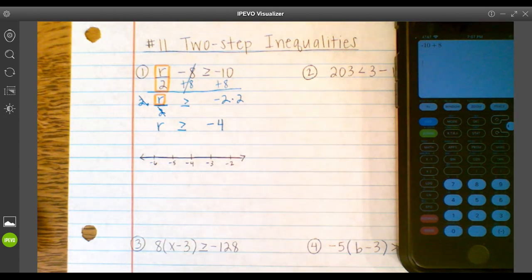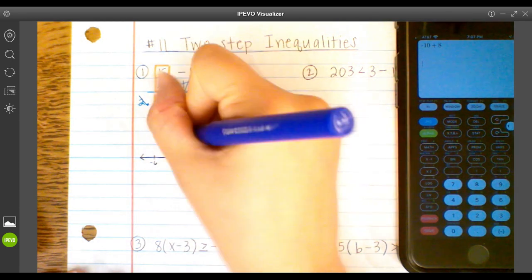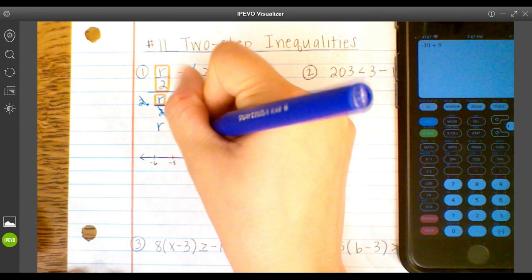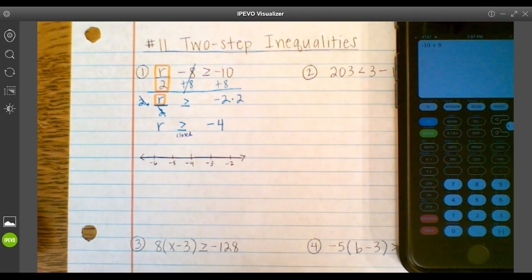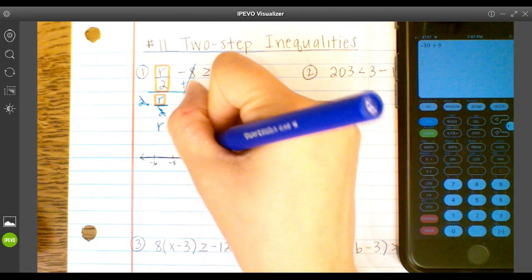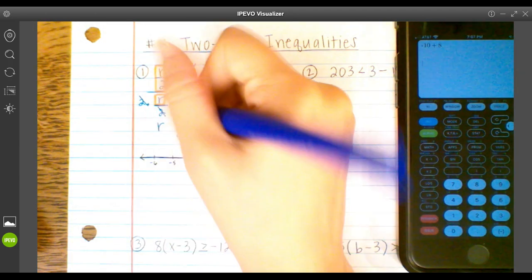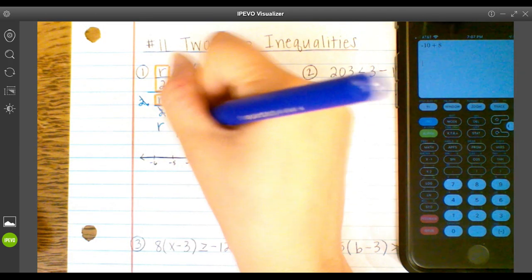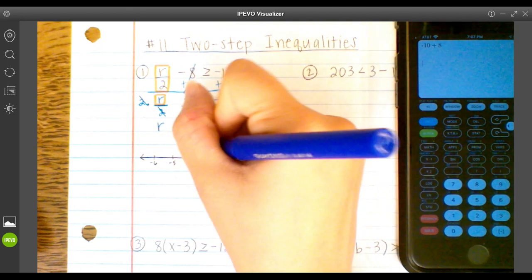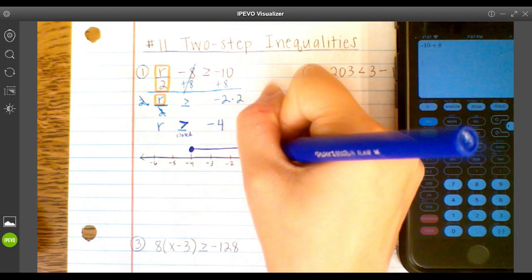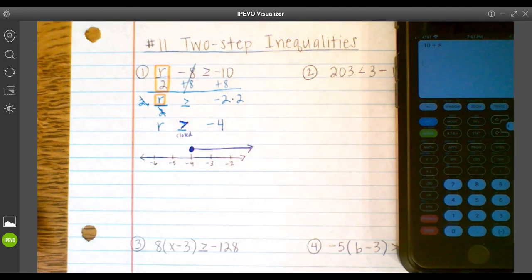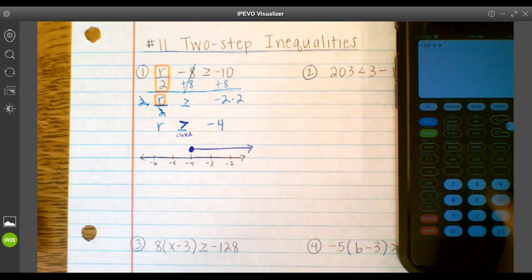And I'm hoping you guys would say closed. So since we are closed, that means we are going to put a closed dot over negative 4, and our symbol is pointing to the right. So our shading or our arrow will go towards the right as well.